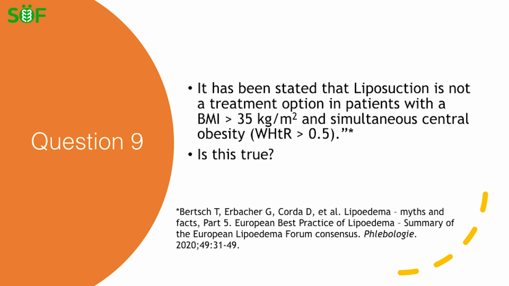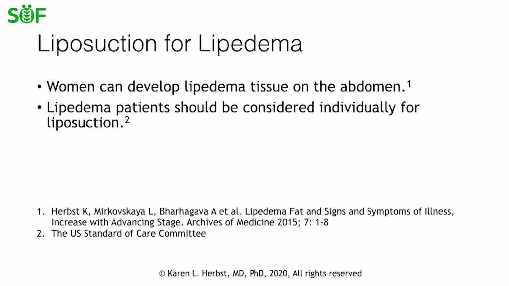It has been stated that liposuction is not a treatment option in patients with a BMI over 35 kilograms per square meter and simultaneous central obesity, WHtR, that's 0.5. Like a weight-height ratio. Okay. Is this true? So I think the answer to that needs explanation. What they're saying is if a woman with lipedema develops fat on her abdomen, she's no longer a candidate for liposuction.